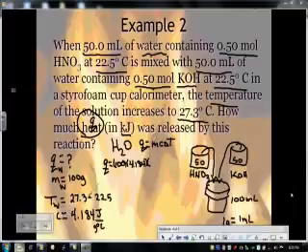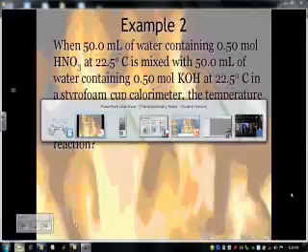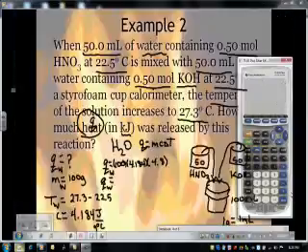And now let's subtract these. 27.3 minus 22.5, and that should give you 4.8. Okay, 4.8 degrees. So now let's calculate the value of Q. This is for the water. So I'll get my calculator. Since you're running yours, I'll do that over here. Turn it on.